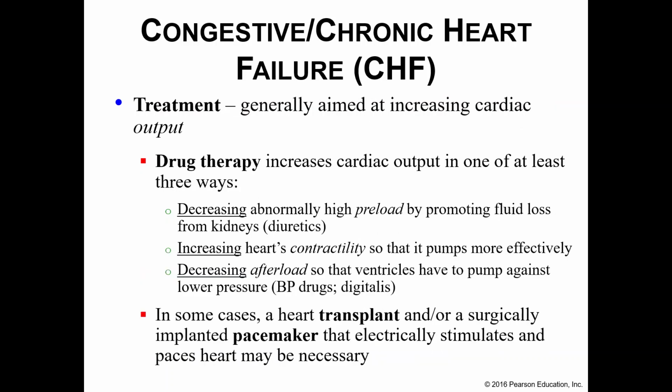So how are we going to treat this? Usually treatments are aimed at increasing your cardiac output, so we're trying to get more blood to be pumped out of your heart per minute. And we can do this in a couple of ways. Decreasing abnormally high preload. So what was preload? It was how much blood we were putting into the heart and stretching it out. If we decrease this volume, then your heart doesn't have to work quite as hard.